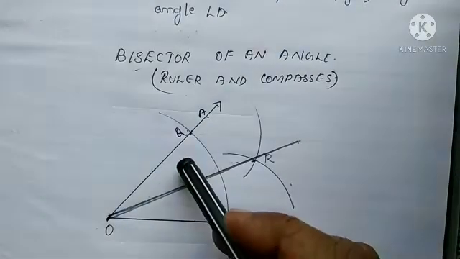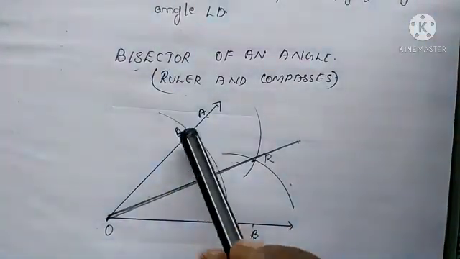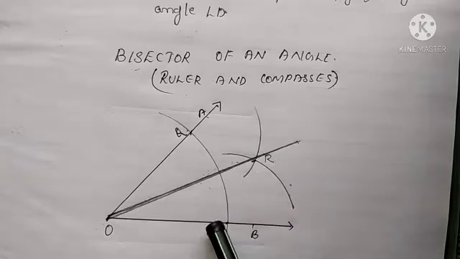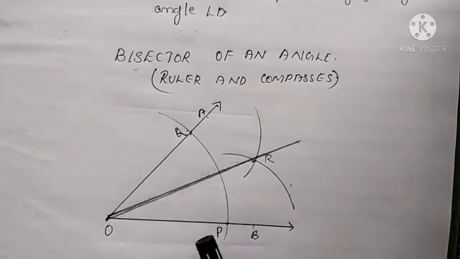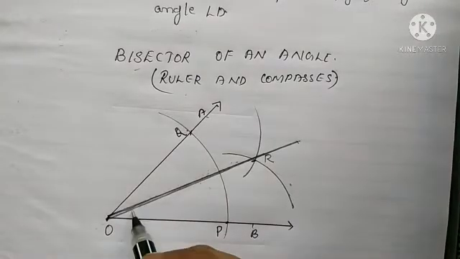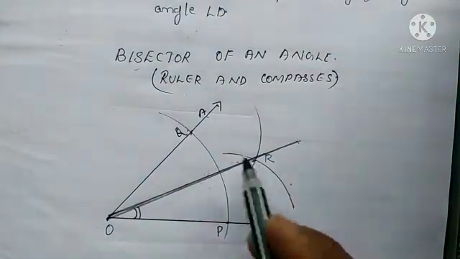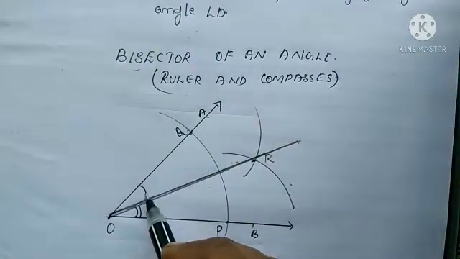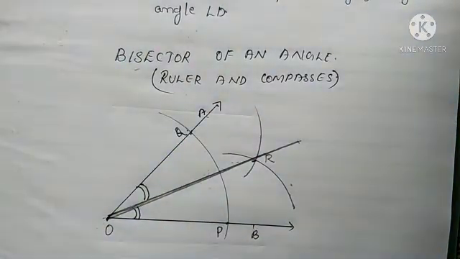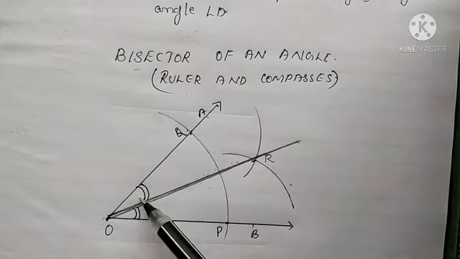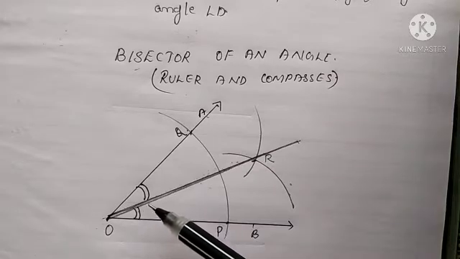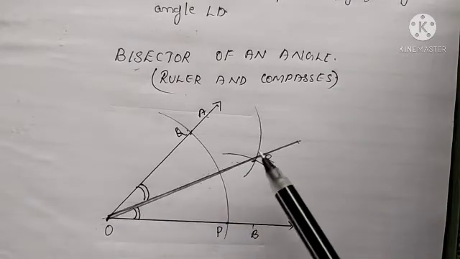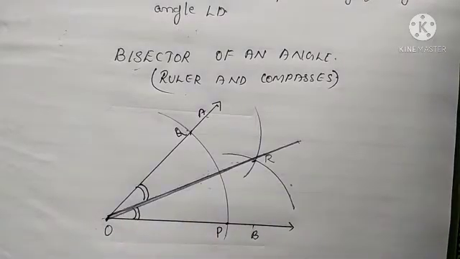Now these two angles QOR and POR are equal. POR, one angle here, and QOR are with the same measurement. Understood? So this symbol implies that these two angles are equal. That you will learn in higher class. Okay, this is the way to draw bisector to a given angle.